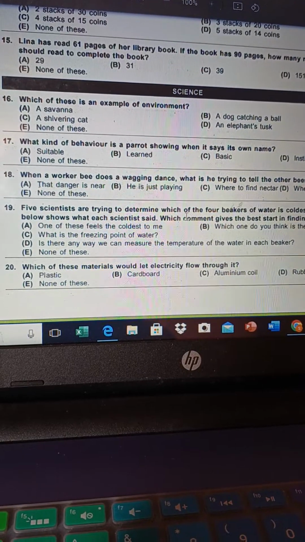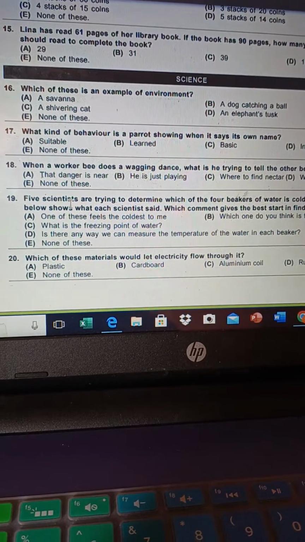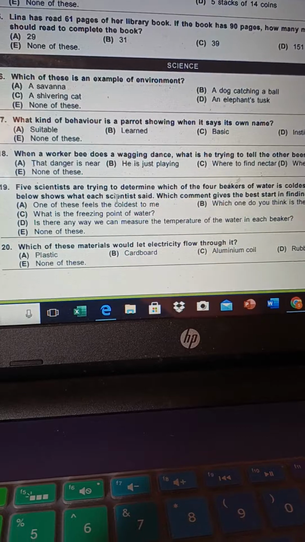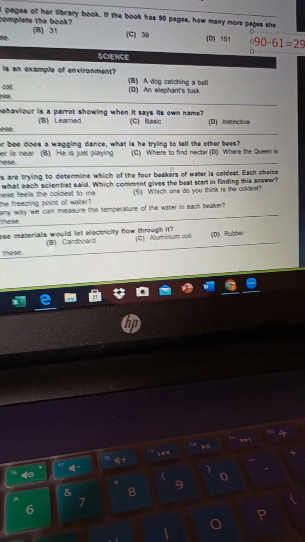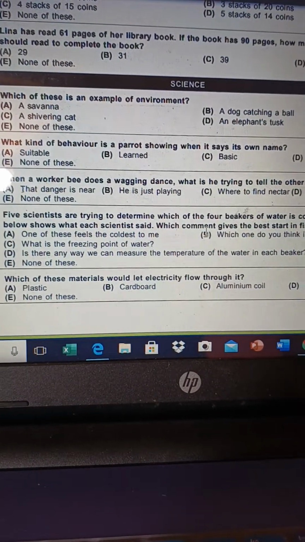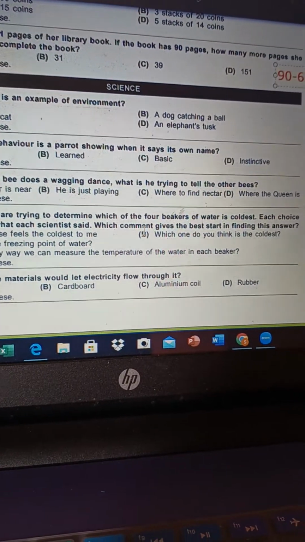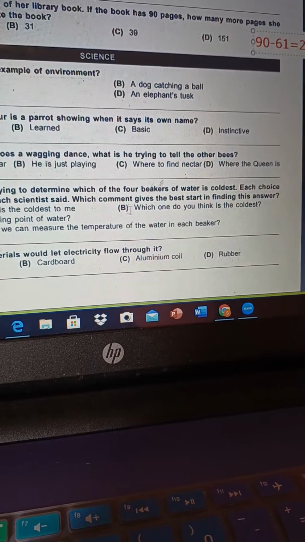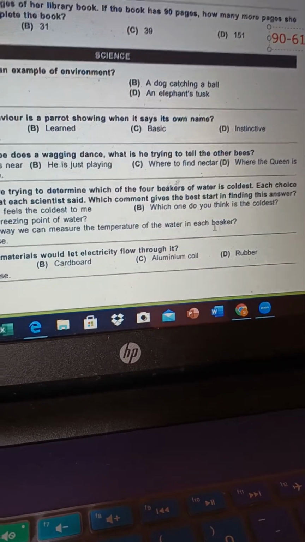C is the correct answer. Number 19. 5 scientists are trying to determine which of the 4 beakers of water is the coldest. Each choice below shows what each scientist said. Which comment gives the best start in finding the answer?